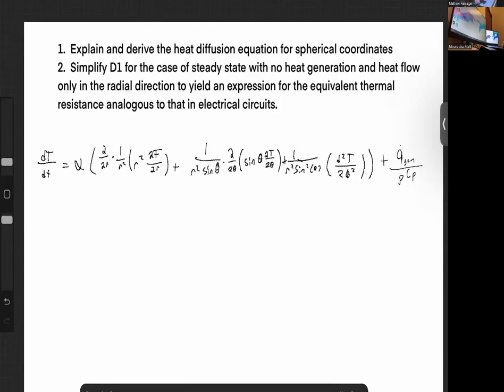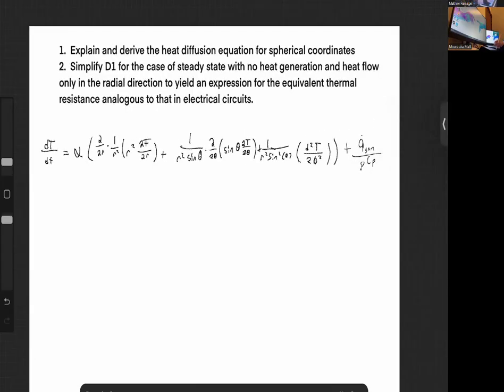So we're given a question where we have no heat generation, steady state, and heat flow only in the radial direction. And we have to find an expression for the equivalent thermal resistance that is similar to a voltage expression in terms of expressing resistance due to a current. So let's go ahead and start with the assumption that we are in steady state, that there is no heat generation, and that it is only radial heat being transferred.